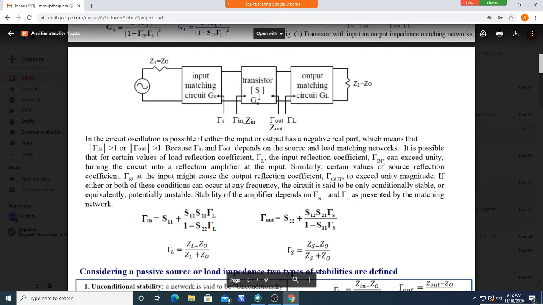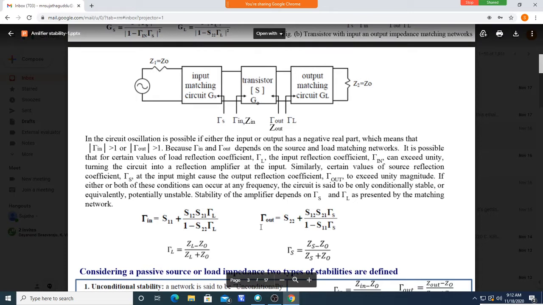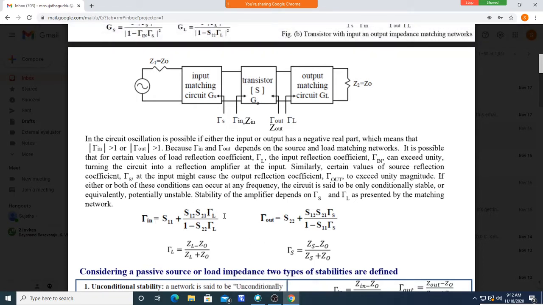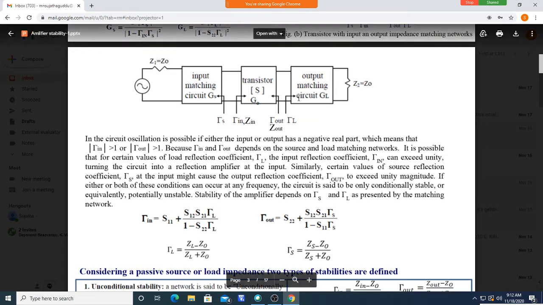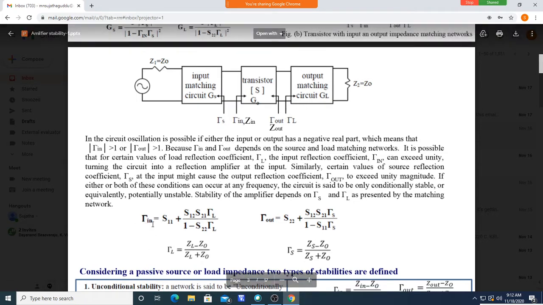Similarly, tau out should be less than 1. If you want an amplifier to be stable, the condition required is that tau in and tau out must be less than or equal to 1. Equal to 1 is the boundary of tau in and tau out. Tau in depends upon tau L, which means ZL, whatever value you set here. For that value of ZL, tau in should not become greater than 1.